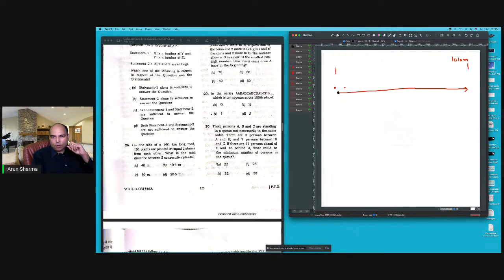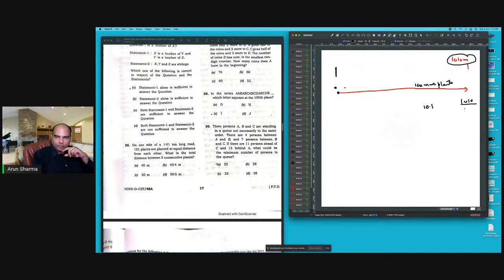The span you've got is, your first plant is coming at the start, right? And you've got 1010 meters to plant 100 more plants. So tumhara jo plants ka length hoga na, jo do plants ke beech mein length hoga, 1010 divided by 100, the distance between two plants is going to be 10.1. 1010 by 100. I'm doing 26 again for you. So 10.1.